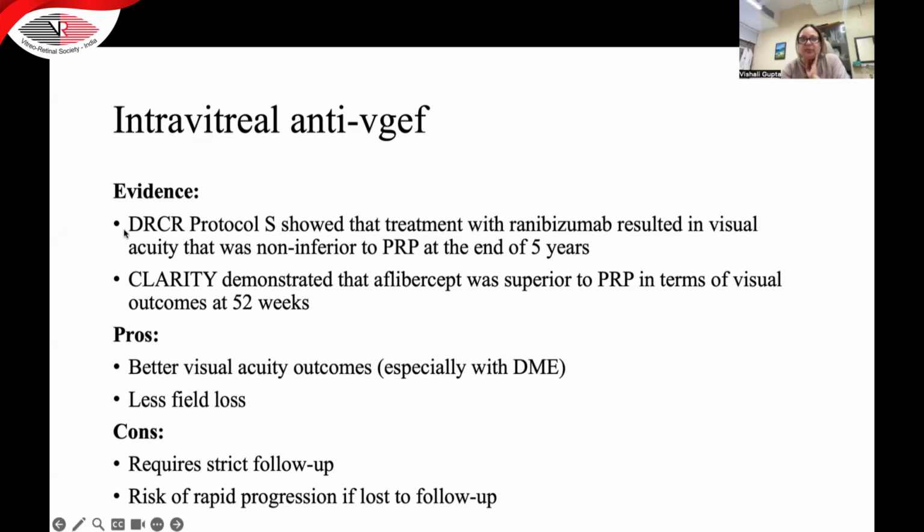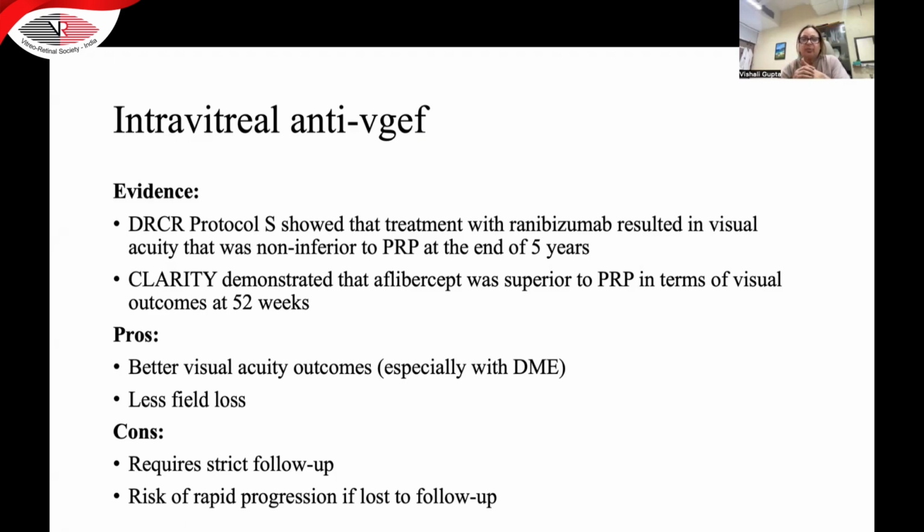And I would just like to bring to your attention that when we are talking about these protocols, we are talking of giving only anti-VEGF and not doing PRP because we want to save the field. Now, what is the advantage of treating only with the injections? You have better visual acuity outcomes and you do not have the field loss.